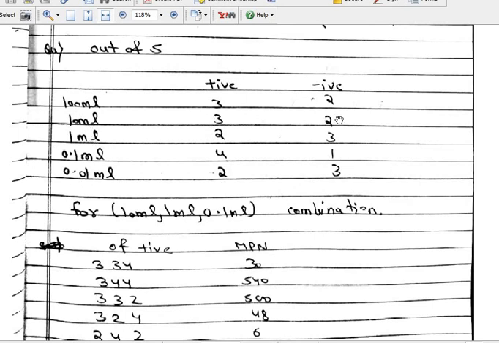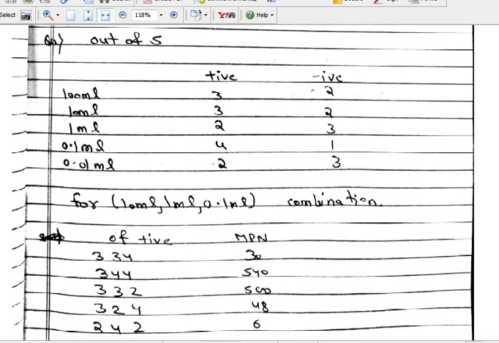So out of 5, 3 are positive, 2 are negative. Here 3 are positive, 2 negative; then 2, 3, 4, 1, 2, 3. So these are the positive combinations. Okay. You have to find out what the MPN is. So how to do it? These are important, so please try to understand it.